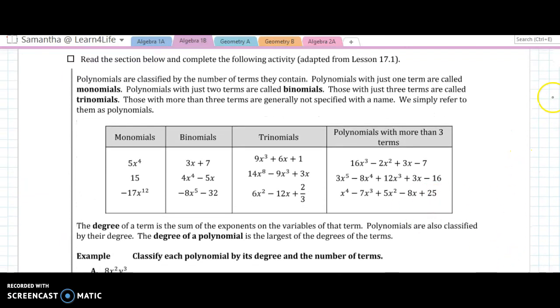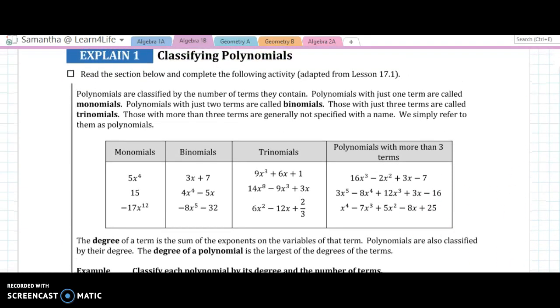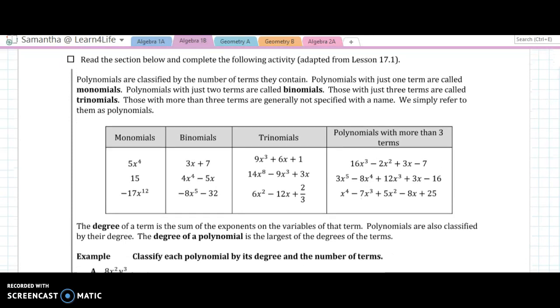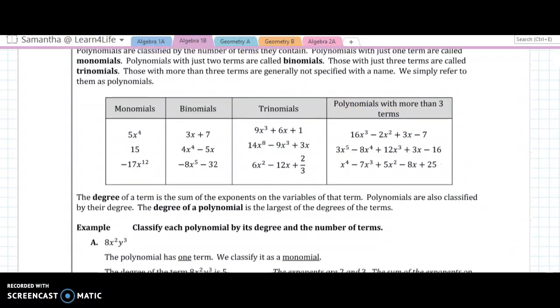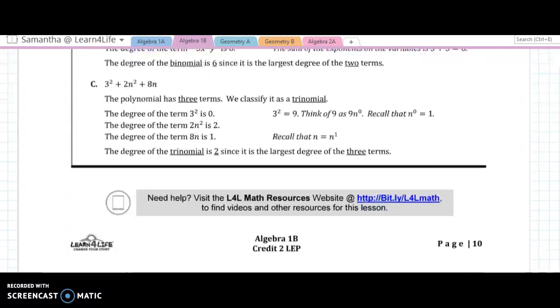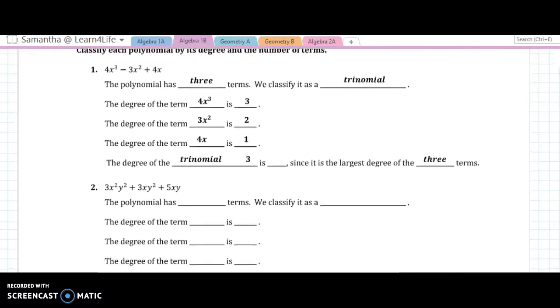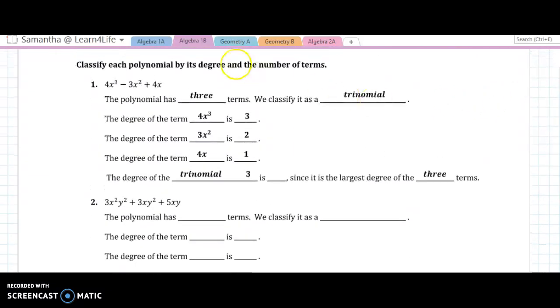So now we're going to look at classifying polynomials, so giving them a name. We have monomials, binomials, trinomials, and then polynomials with more than 3 terms. We just call them polynomials. Let's do some of these examples. This one's done for us. We'll just read through it real quick.